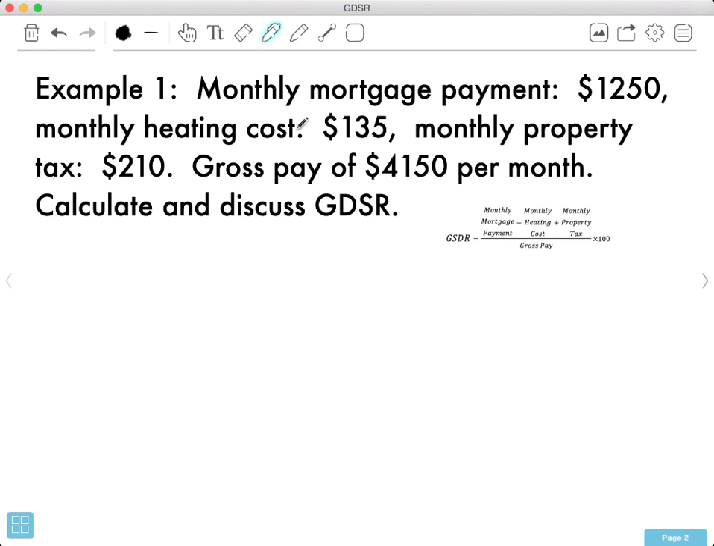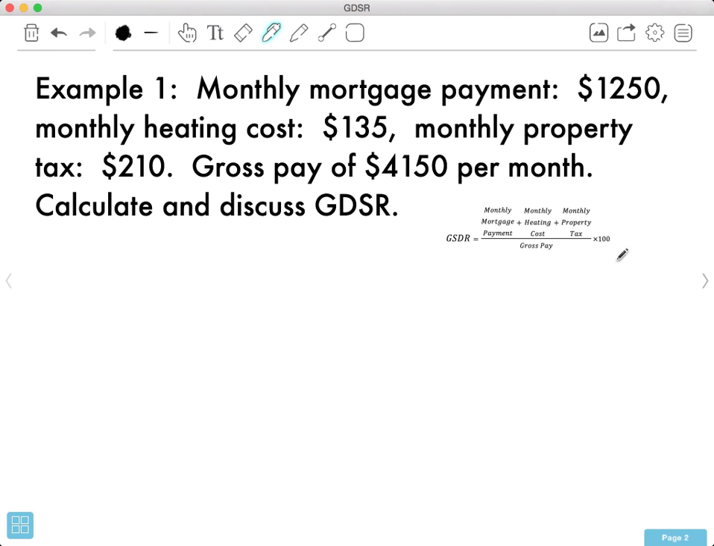In example 1, you want to buy a house. Your monthly mortgage payment is going to be $1,250. Your monthly heating cost is $135. Your monthly property tax is $210. And you have a gross pay of $4,150 per month. It says to calculate the GDSR, and then we'll discuss what the answer means.